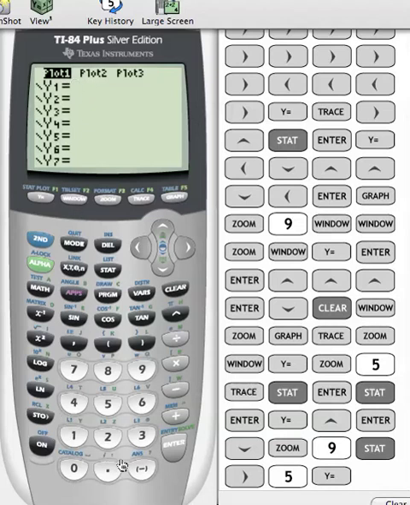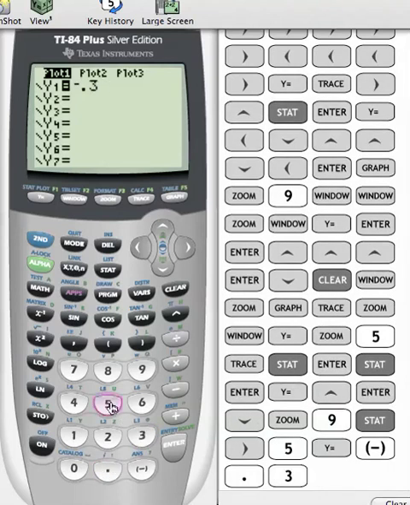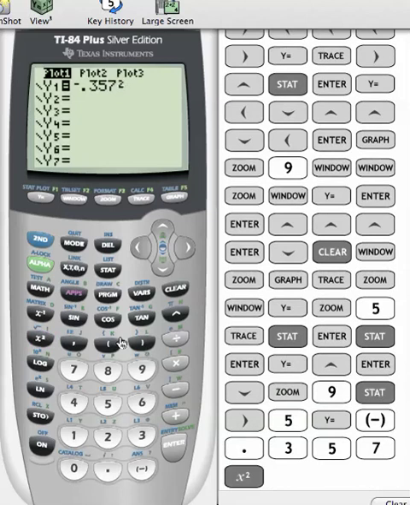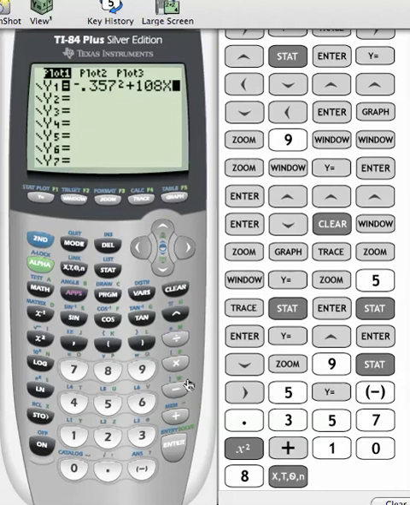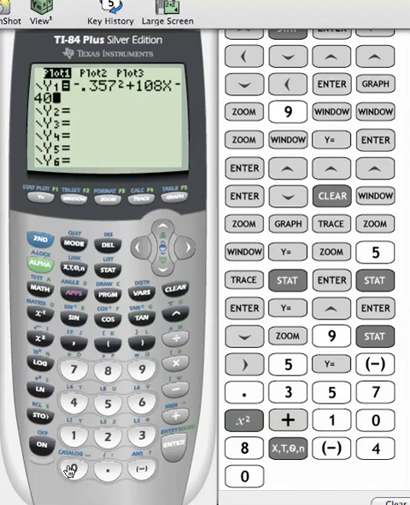So it's going to be -0.357x squared plus 108x, no, it's minus 40. And that's the quadratic formula.